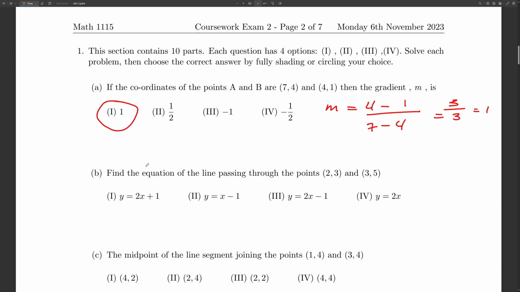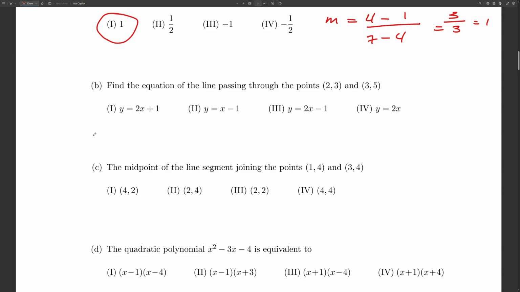Is the first choice, right? It's 1. Next, we're moving on to part B. It says find the equation of the line passing through the points 2, 3, and 3, 5. So once again, before I even use my point formula, I need to find my gradient, M again. So I do the same thing I did in part A. This time it's 5 minus 3 all over 3 minus 2, which will give me 2 upon 1.